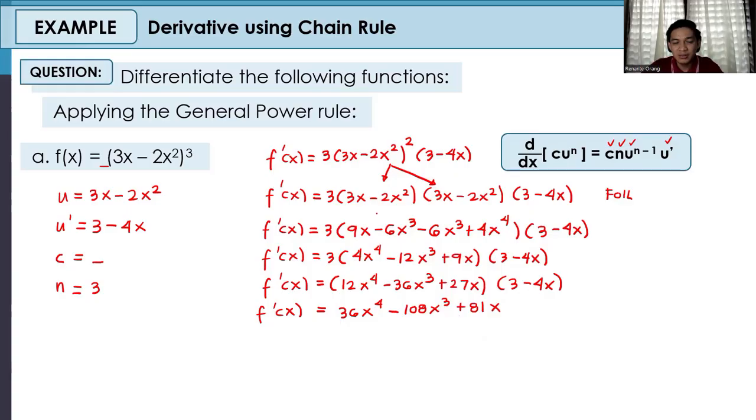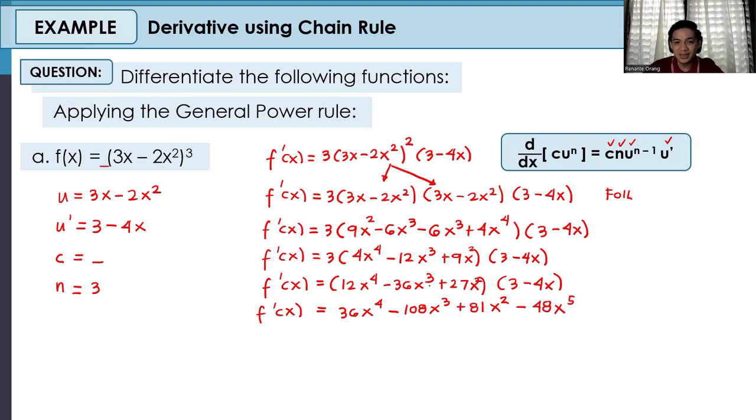So, konting correction lang po. 3x times 3x is 9x squared. Then, eto may squared. Eto din is may squared. So, eto is 81x squared. Proceed po tayo. Negative 4x times 12x to the 4. That is equivalent to negative 48x raised to 5.